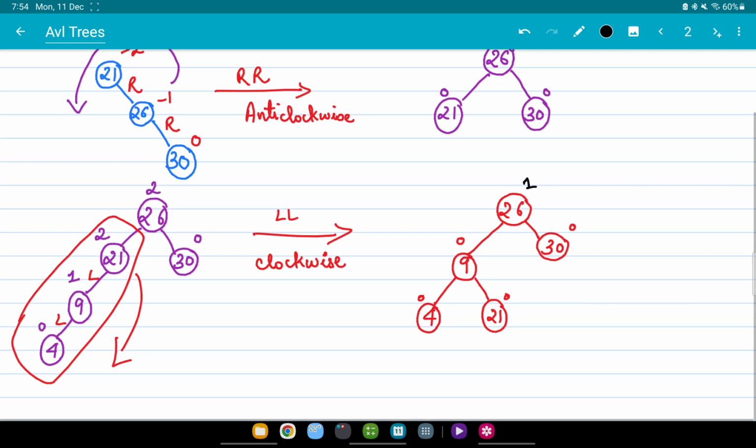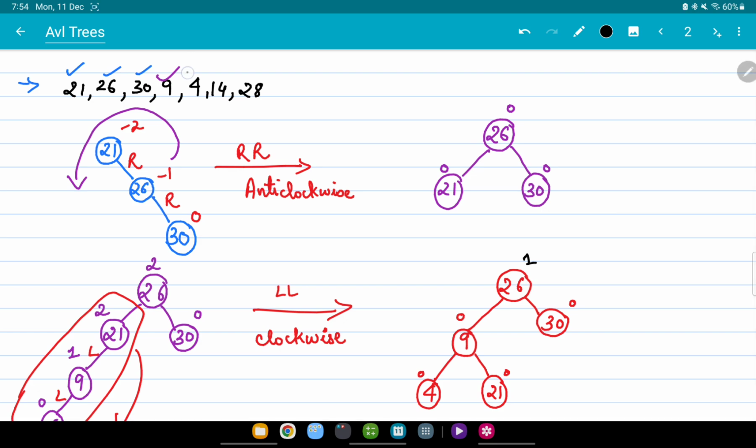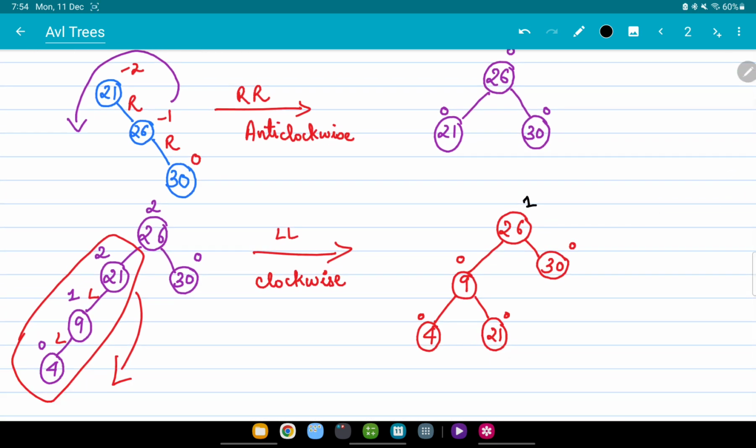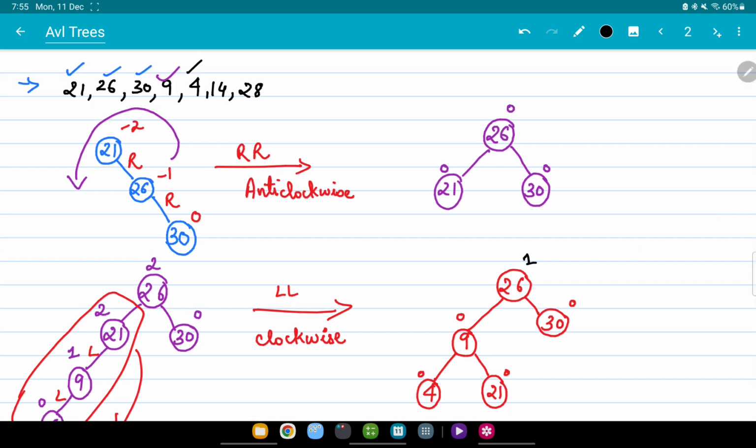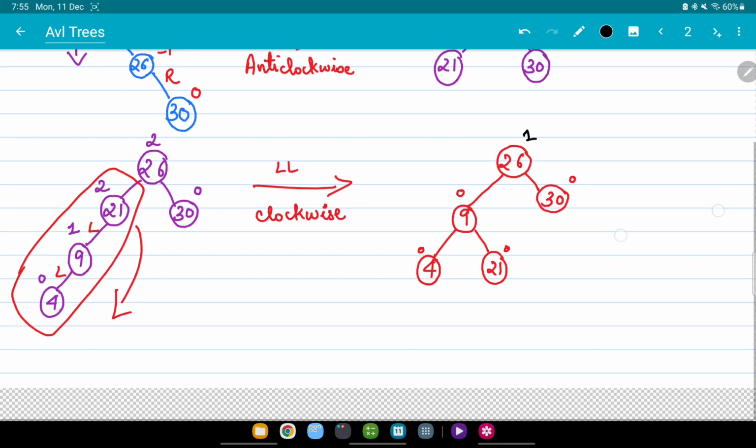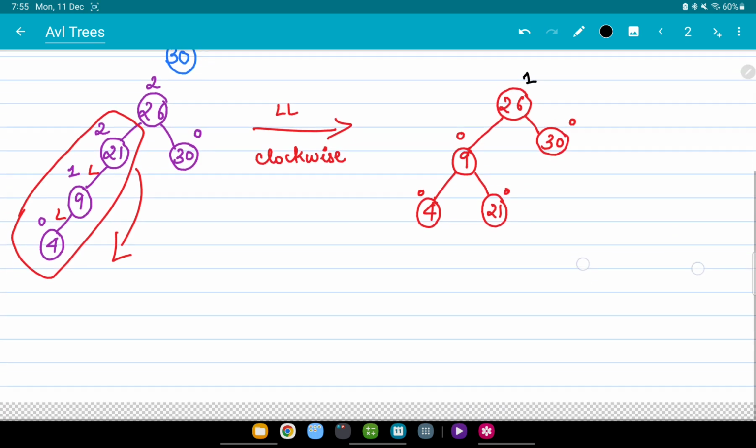So the insertion part is done for 4 as well. We have inserted 4 and we have done the balancing thing over here. Now time to insert the next element, which is 14. Okay, now where to insert 14?